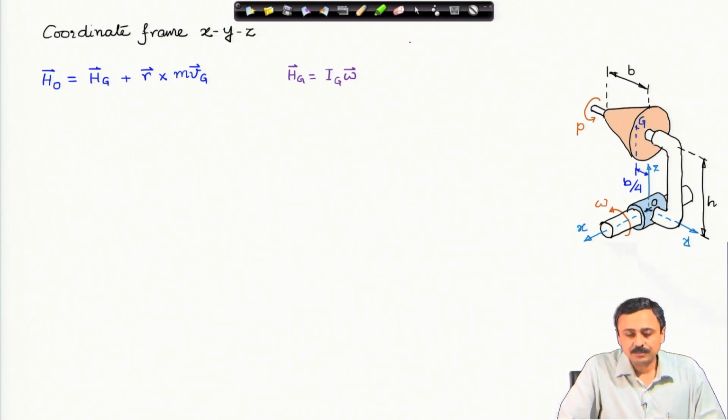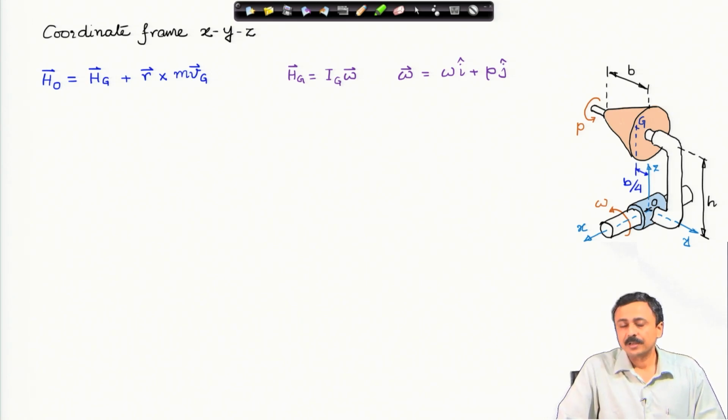Hg is nothing but Ig times omega, the net angular velocity of the cone. The net angular velocity of the cone is omega I cap plus p, which is the spin, times j cap. That is the net angular velocity of the cone. One is the angular velocity of the frame, plus p is the spin. So, therefore, plus the angular spin velocity of the cone.